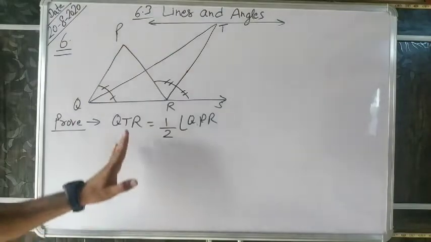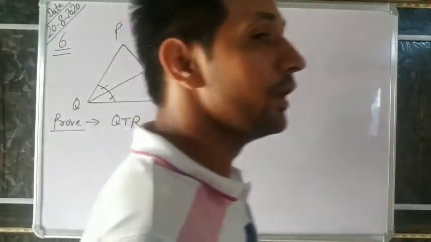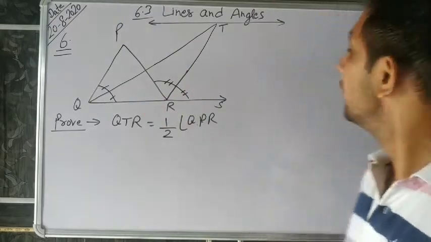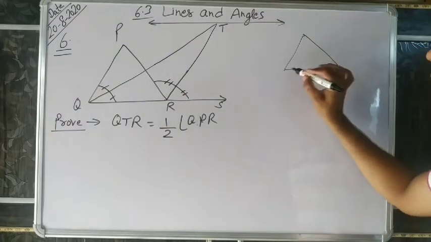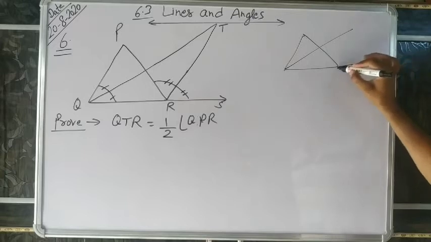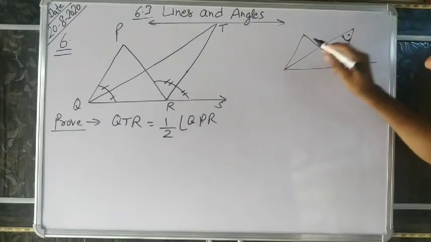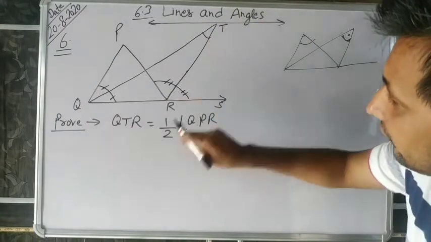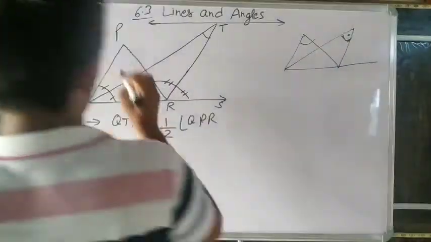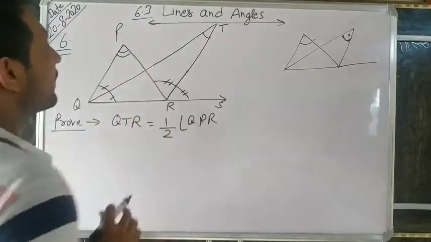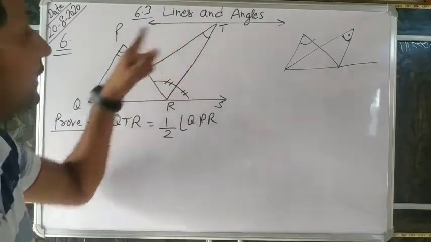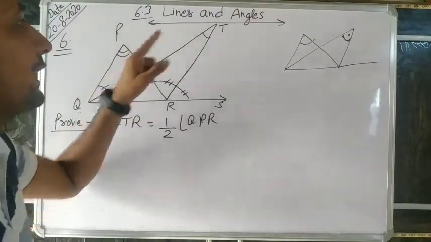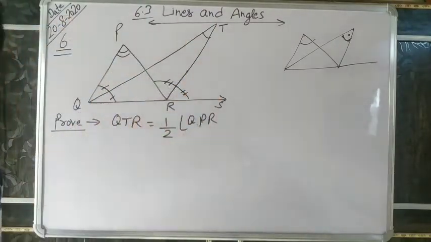Here no numerical value is given. It means it is also a theorem. If you take any triangle and its two bisectors, this angle QTR is always half of this angle QPR. If it is 40, it always comes 20. If it is 60, it is 30. If it is 100, it is 50. If it is 120, it is 60. Always half. So we will prove that.